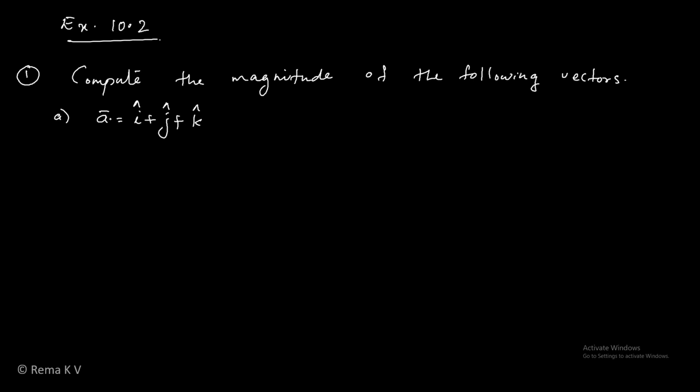So if vector A is equal to a1 i plus a2 j plus a3 k, the magnitude of vector A, modulus of vector A, is given by root of a1 square plus a2 square plus a3 square. Here a1, a2 and a3 are equal to 1. So it is root of 1 square plus 1 square plus 1 square, which is equal to root 3.